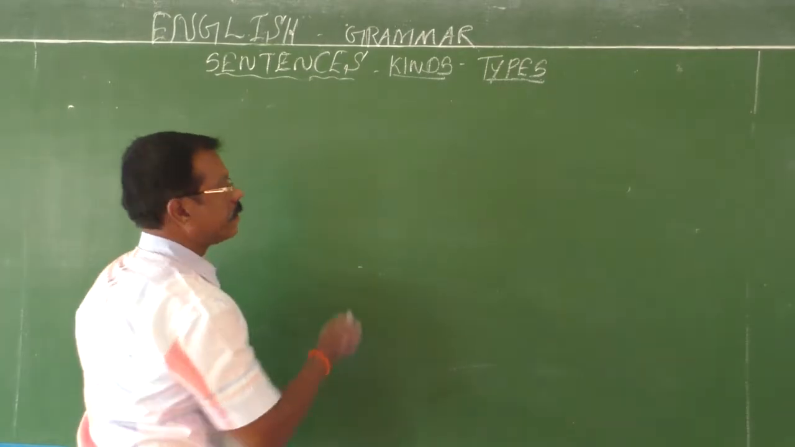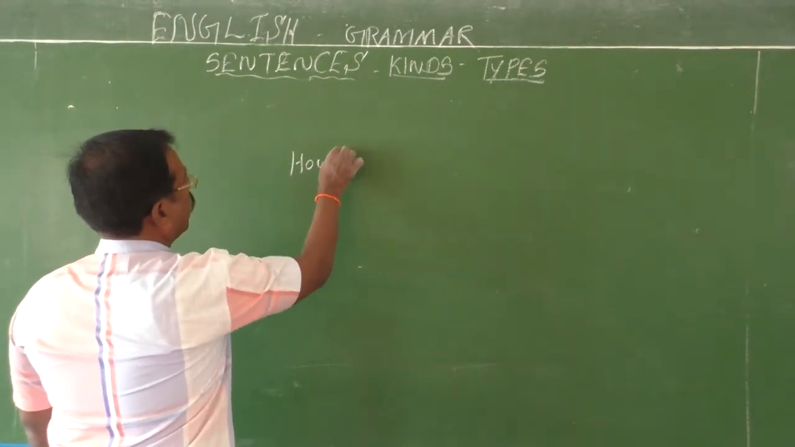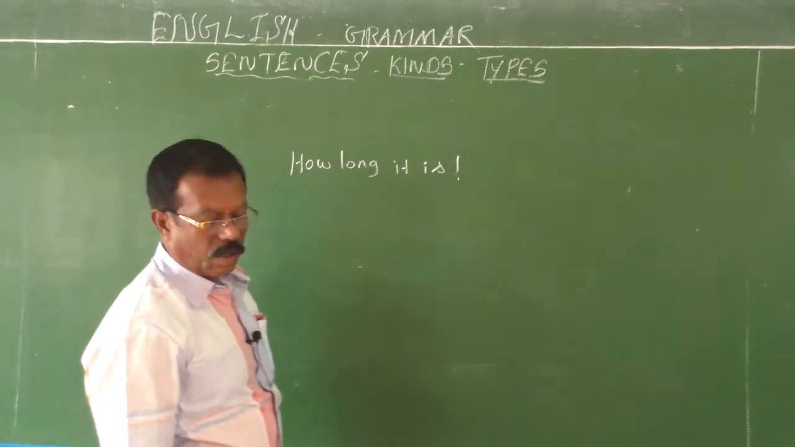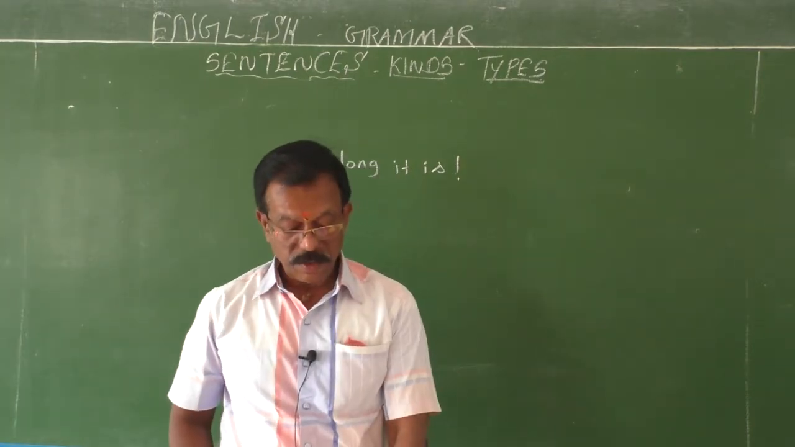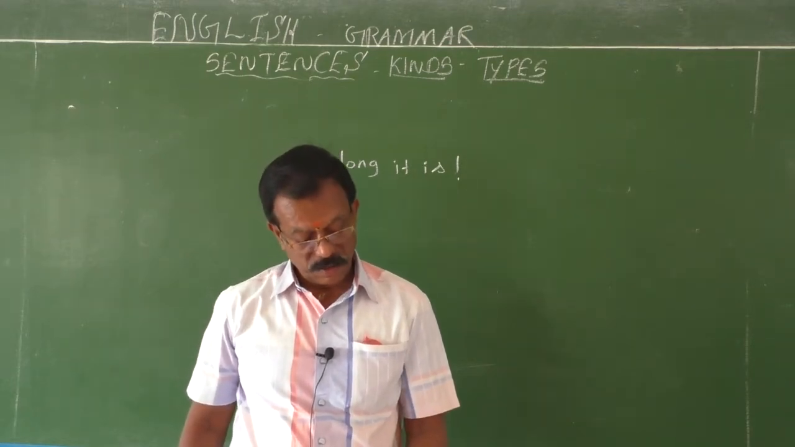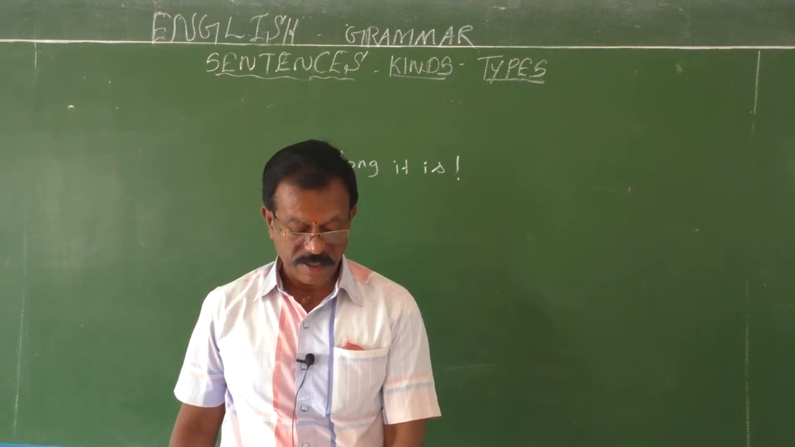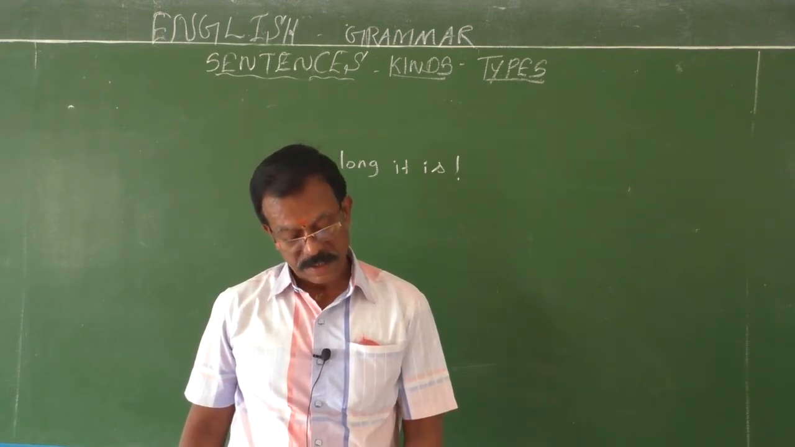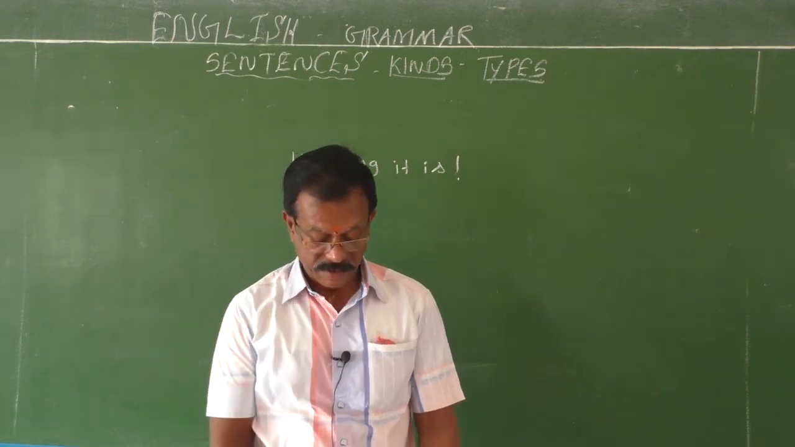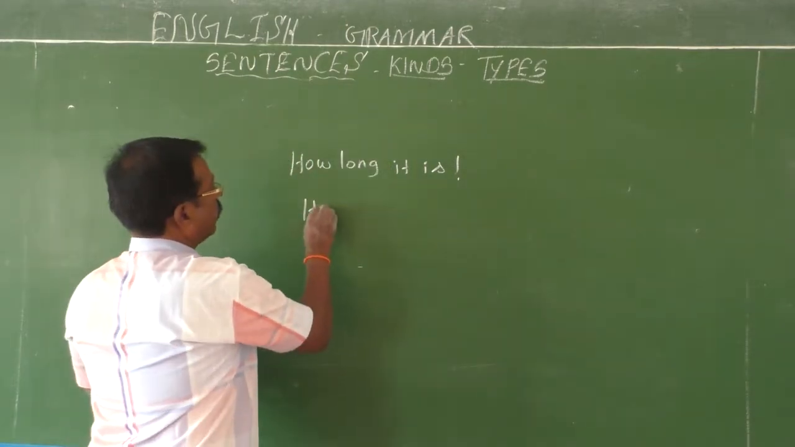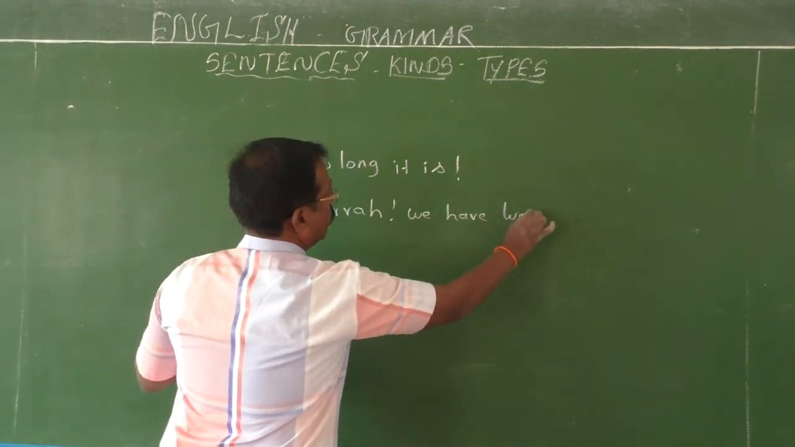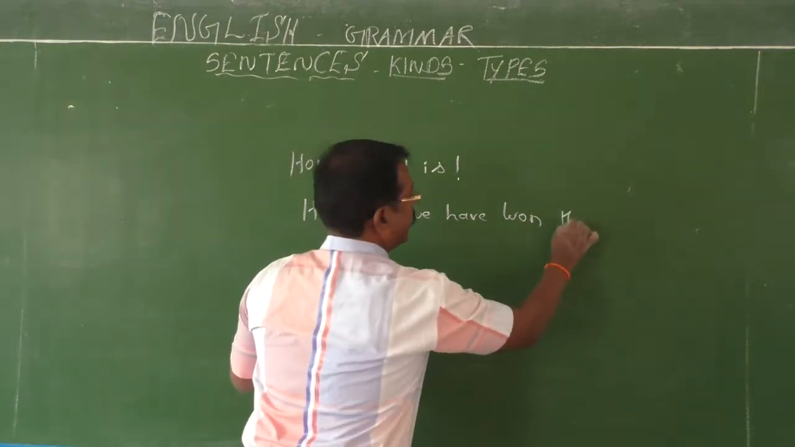See, how long it is! How long it is! When you state this type of sentence, you feel that you are excited about such things. At that time only you express this. Look how nice it is! Look how nice it is! So, hurrah! We have won the match. Hurrah! We have won the match.